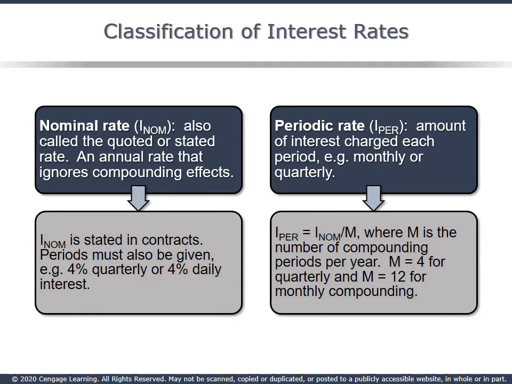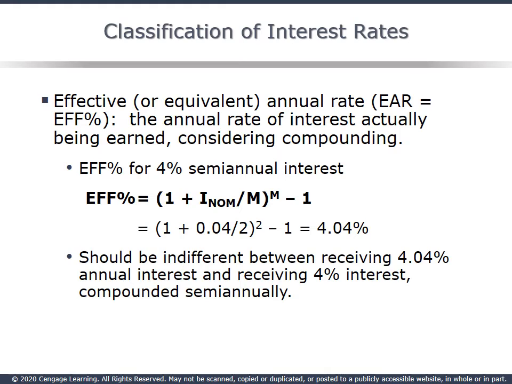The periodic rate is what we talked about in our last lecture, the rate per period, where we take that nominal or stated rate and divide by the number of times it is compounded in a year. We're going to introduce another rate. It's called the effective or the equivalent annual rate. It is this rate that considers the effect of compounding. And there is a specific formula for calculating that effective rate. So here it is in bold.